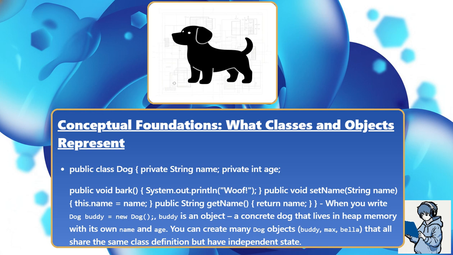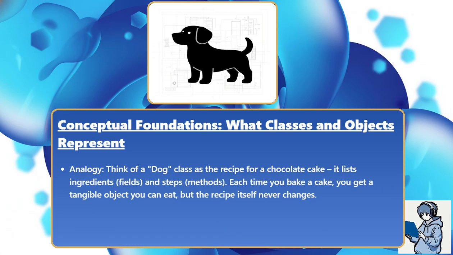When you write Dog buddy = new Dog();, buddy is an object, a concrete dog that lives in heap memory with its own name and age. You can create many Dog objects such as Buddy, Max, and Bella that all share the same class definition but have independent state. Analogy: think of a Dog class as the recipe for a chocolate cake. It lists ingredients, which are the fields, and steps, which are the methods. Each time you bake a cake, you get a tangible object you can eat, but the recipe itself never changes.